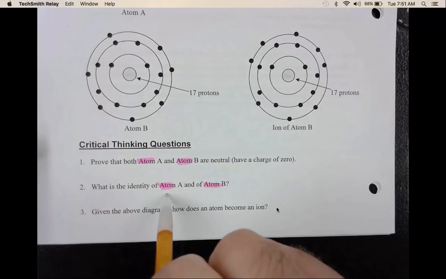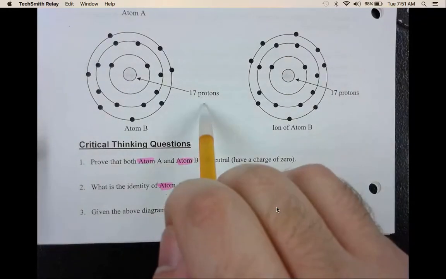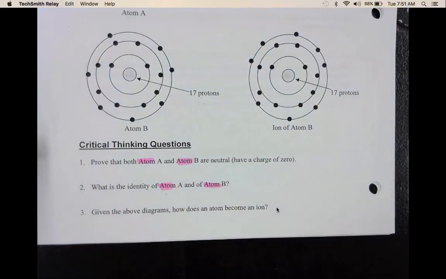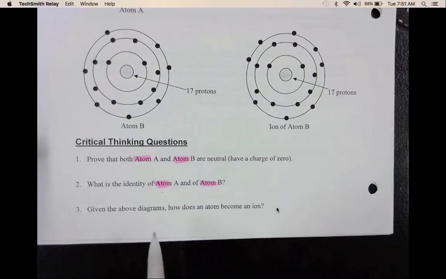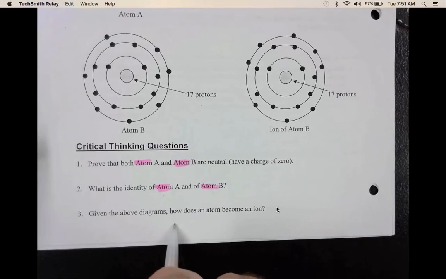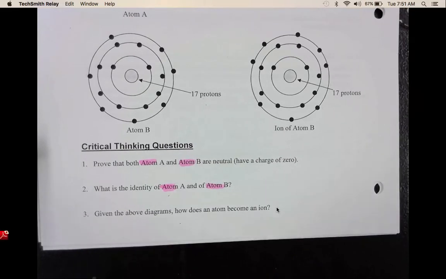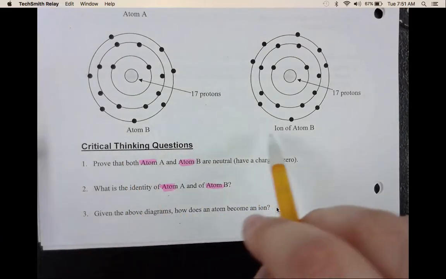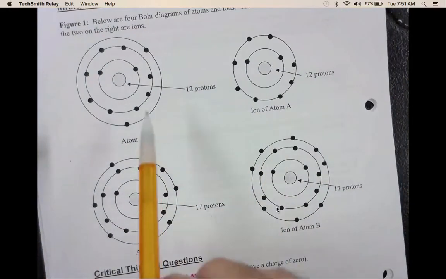Next, we're looking at the identity of atom A and B. Remember, we have the protons, so we have the atomic number, so we can always use the periodic table to figure out what it is. And then in the diagrams above, how does an atom become an ion? So compare what changes. So what changes between atom B and ion B? What changes between atom A and ion A?